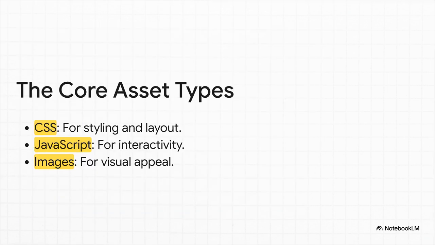And it really all boils down to three main types of assets. First, you've got CSS. That's your paintbrush. It controls all the colors, the fonts, the layout, the style. Then there's JavaScript. Think of that as the electrical system. It adds all the interactivity, making buttons work, creating animations, all that fun stuff. And, of course, you've got your images, which give your site its visual punch.